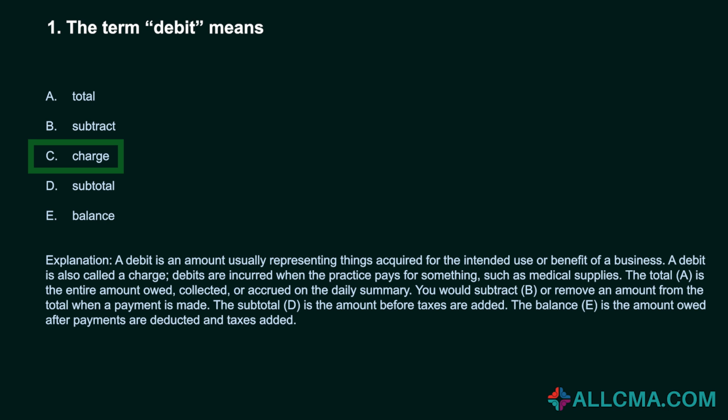The total, A, is the entire amount owed, collected, or accrued on the daily summary. You would subtract, B, or remove an amount from the total when a payment is made. The subtotal, D, is the amount before taxes are added. The balance, E, is the amount owed after payments are deducted and taxes added.